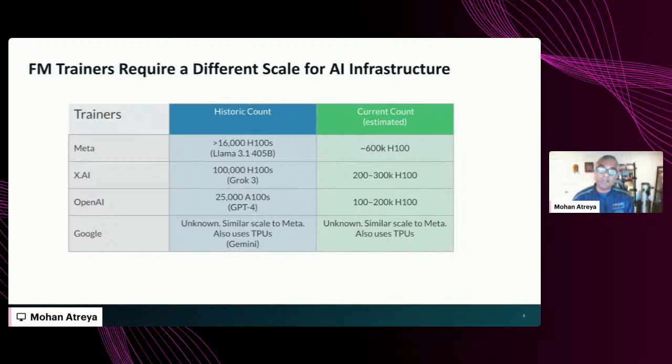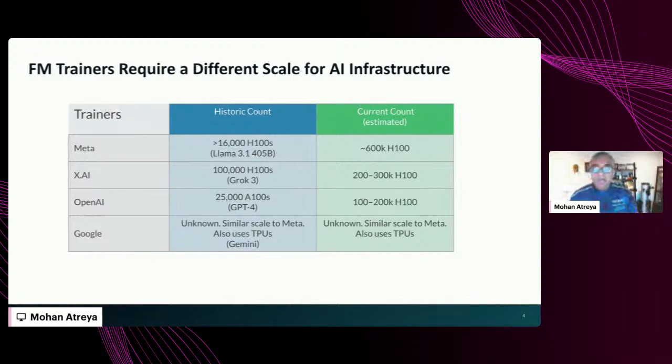And look at how the numbers are projected to change. By the end of 2025, Meta expects to have 600,000 H100s. And here we are, like most of us are looking for, can I get one H100 to do my job? So the point I'm trying to make is these guys are operating at a different scale, but you can probably count them on two hands. There's only that many of them. These guys are going to have the lion's share of AI infrastructure.